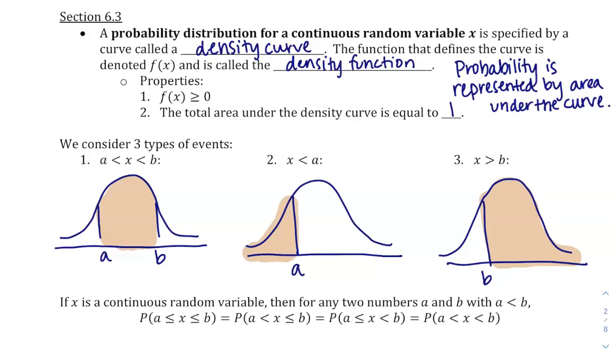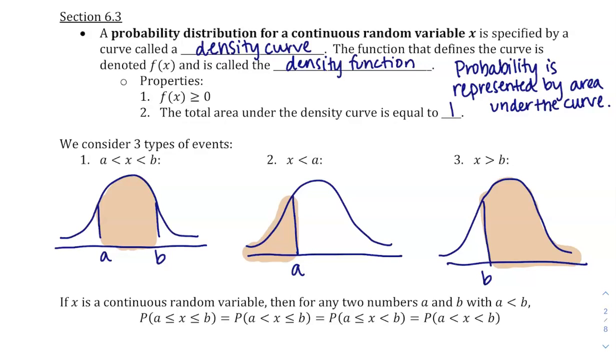For the distribution that I drew here, the normal distribution, we will not be able to calculate the area of that shape using formulas from geometry, but we will learn in the next section how to calculate these types of probabilities. In this section, we'll actually be able to calculate all of these probabilities just using geometry.